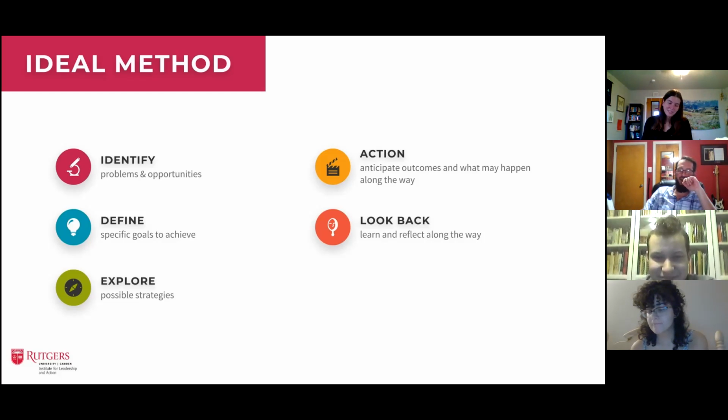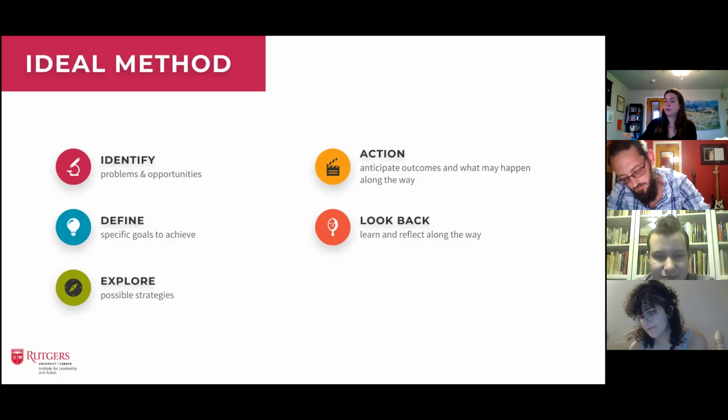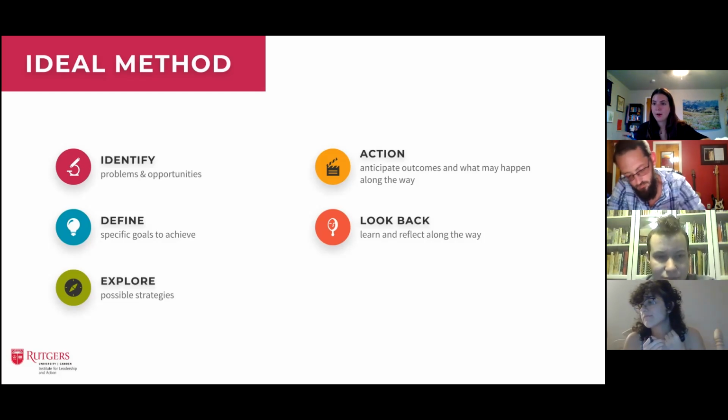First, you're going to want to identify problems and opportunities, and define the specific goals that you want to achieve along the way. So it's like, in order to achieve my goal, this is what I have to do. How am I going to get there? You want to explore the possible strategies. There's always more than one way to solve a problem, right? So you want to map out and think about the different strategies that you could use to solve your specific problem.